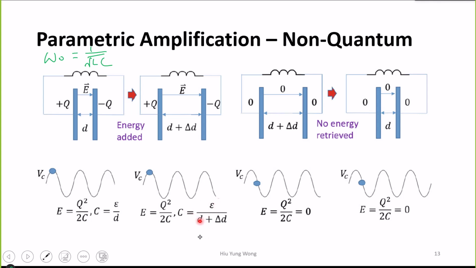It becomes epsilon divided by D plus delta D. So the capacitance will reduce, right? You move it away, it will reduce, right? But the number of charges is the same, right? Then your energy will increase: Q squared divided by 2C, because C is smaller.